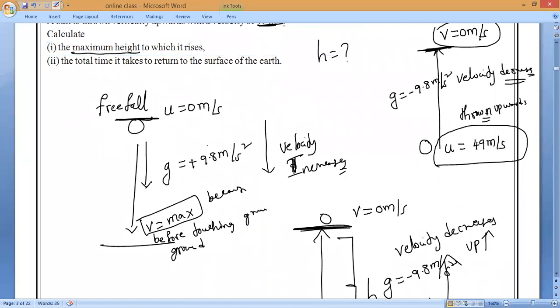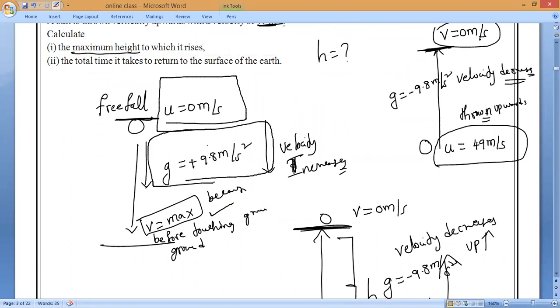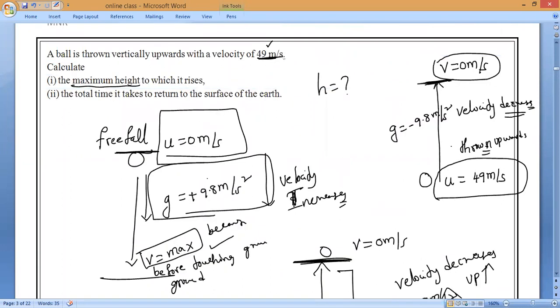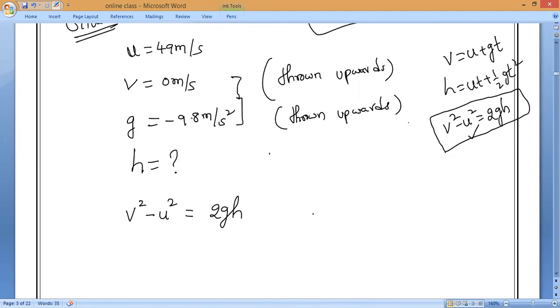A ball is freely falling. Initial velocity is 0 at top. It will come, and before touching the ground, maximum velocity will be there. So G value is positive. Ayo, sorry for that. I have not noticed. You should tell me that. Now, when the ball is thrown upwards, initial velocity is maximum. Final velocity is 0. That is what I have to remember, and G value is negative. So this is what the case will come.